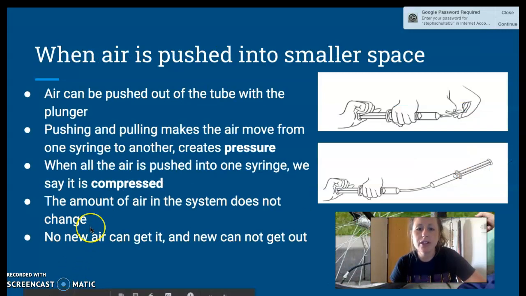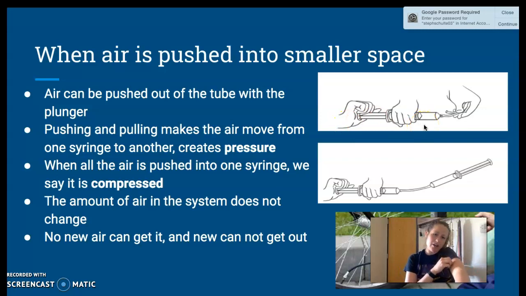All right, we are going to be talking about when air is pushed into a smaller space. So these are called syringes, and you see these at the doctor's office when they give you a little shot in the arm. They put the medicine in the syringe and then they give you a little shot. So we're going to be using syringes, and then also this is a bike pump. They kind of look similar. Air can be pushed out of a tube with a plunger.